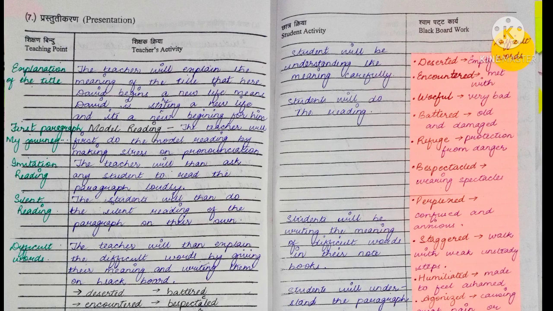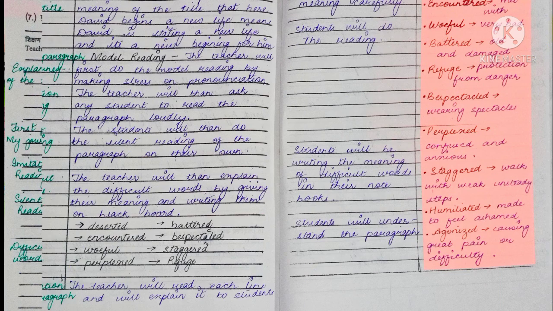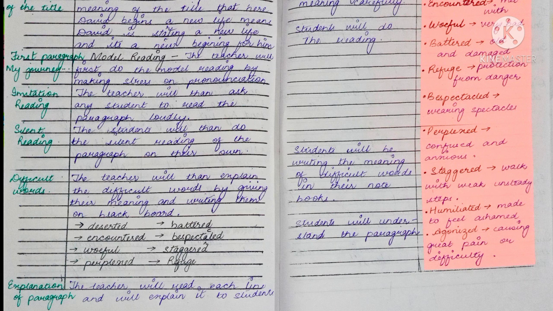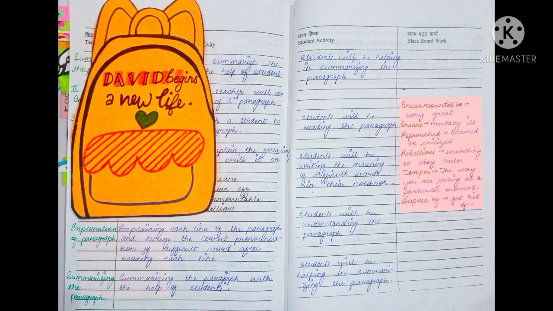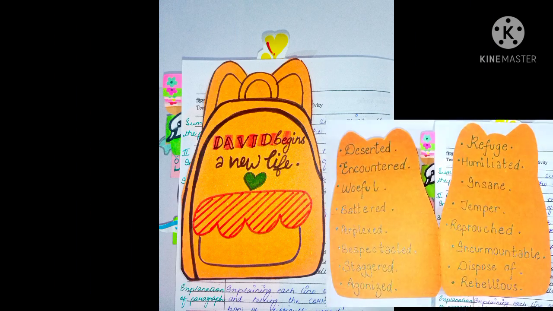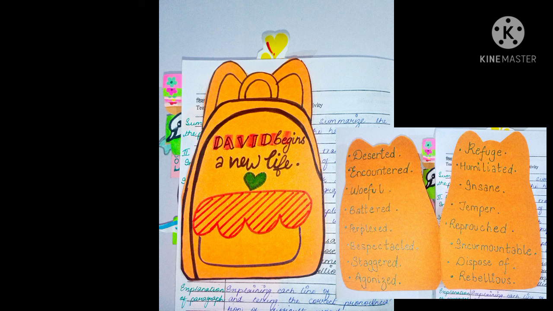Then the seventh point is of presentation. These 2 pages which are coming ahead shows my presentation of the chapter. For this chapter, I have made a chart which is in the shape of a bag, and inside this, I have written the difficult words.